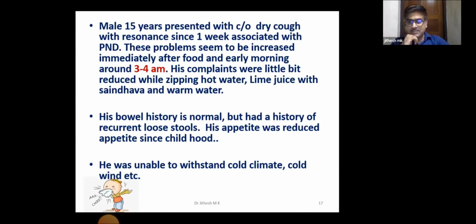What could be the diagnosis? The chief complaints are similar to the previous one, but the associated complaints differ. Previously he was suffering from habitual constipation, irregular bowel movements or irregular abdominal distension, etc. But in this condition, the bowel history is normal. At the same time, he was suffering from loose stools, with reduced appetite. Again, there is inability to withstand cold climate, cold wind, etc. What could be the diagnosis?